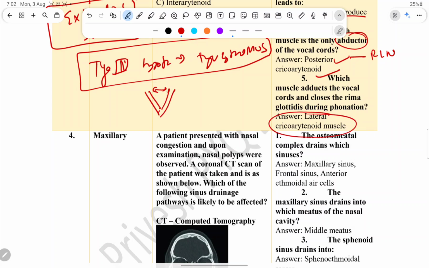Closure is done by the lateral pterygoid. Lateral cricoarytenoid. Lateral cricoarytenoid. Okay.